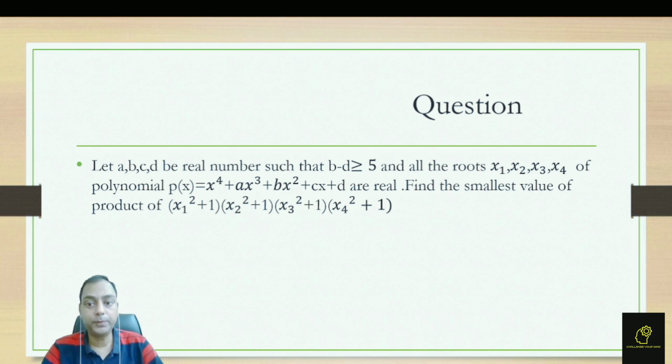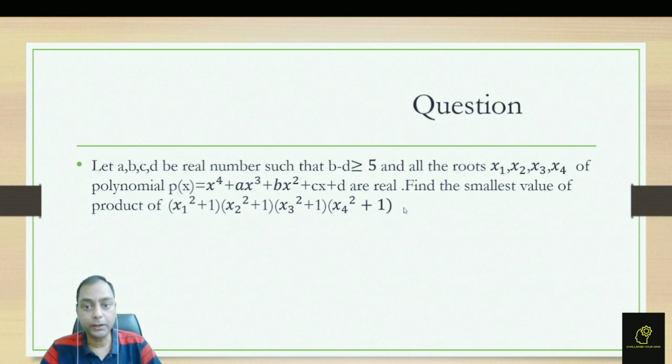Hello students, in this video I am going to discuss a very interesting problem from the topic quadratic equation. The question is, let a, b, c, d be real numbers such that b minus d is greater than or equal to 5 and all the roots x1, x2, x3, x4 of the polynomial P(x) = x^4 + ax^3 + bx^2 + cx + d are real. Then what do we need to find?